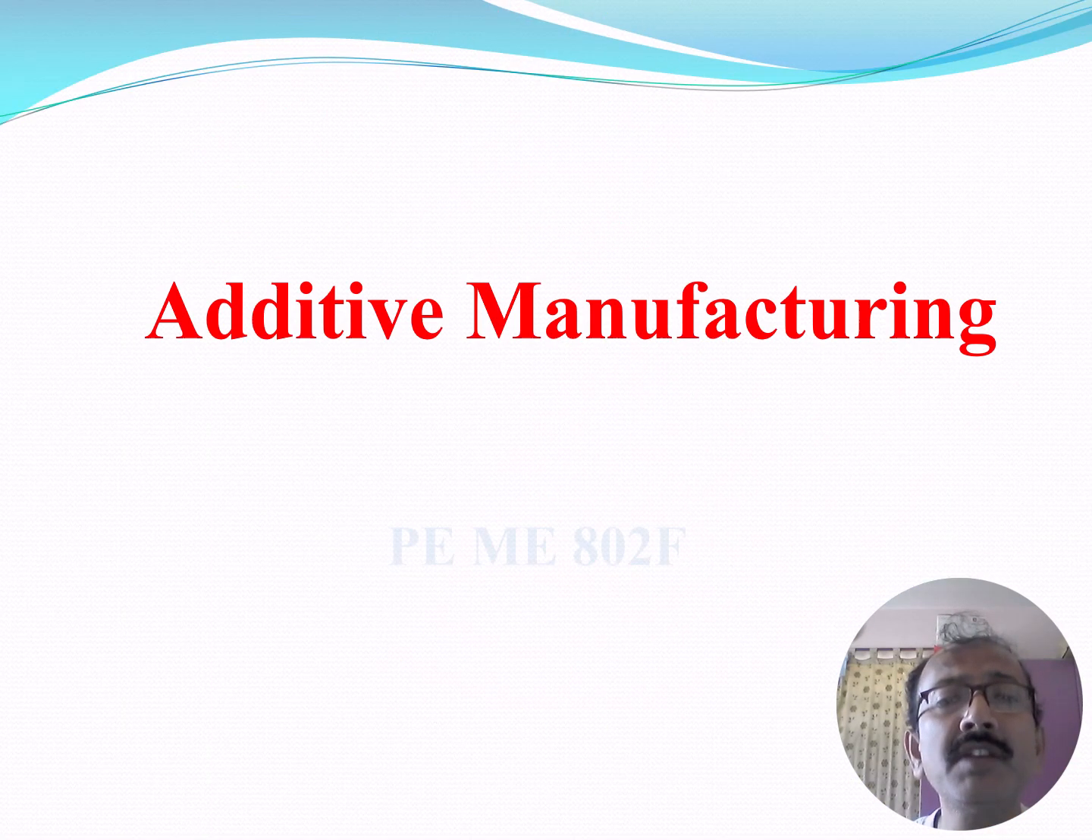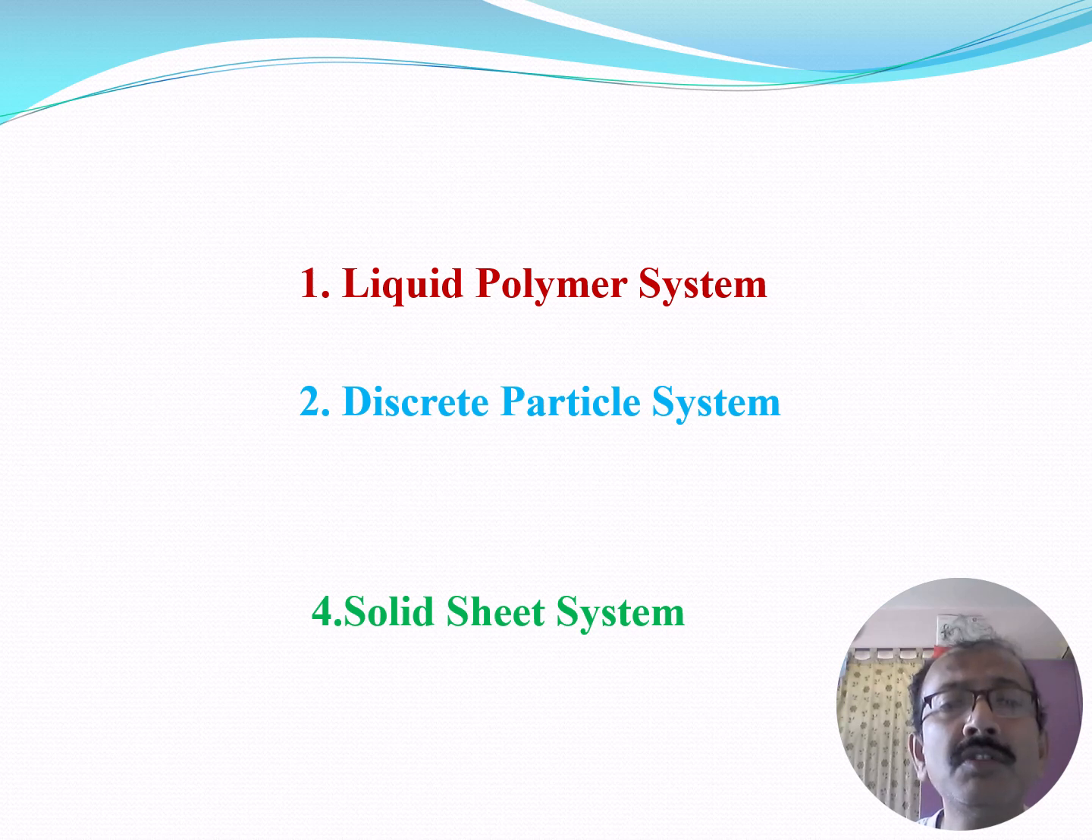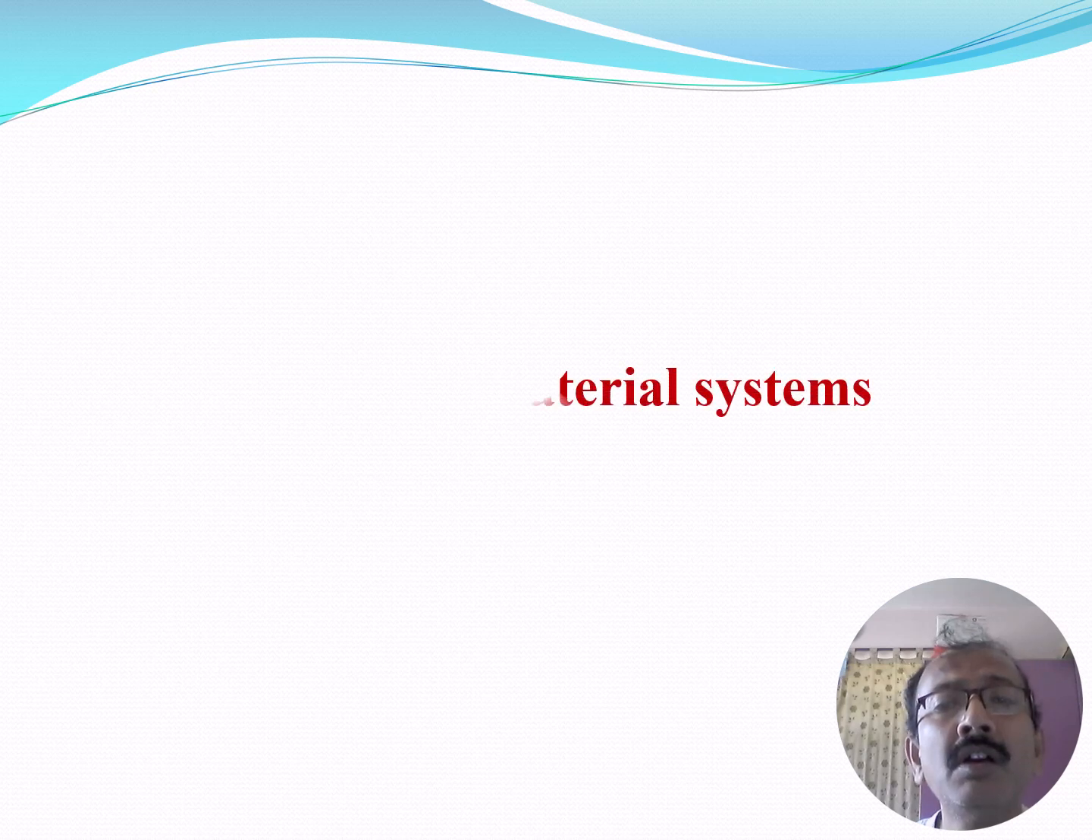So, additive manufacturing, the code is PEME802F. In this chapter, we will discuss the molten material system. Now, the molten material system.